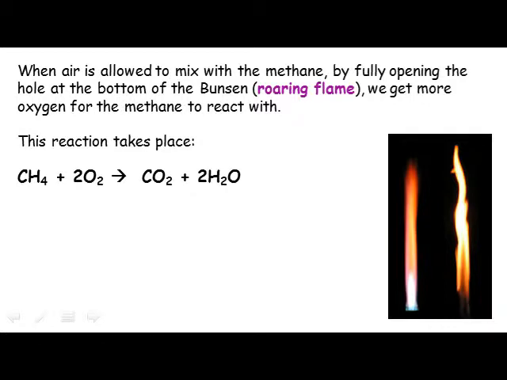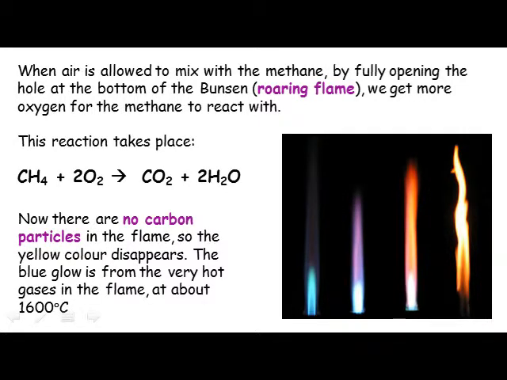As the air hole is opened, we have more oxygen present, so the methane is able to react differently, making water vapour and carbon dioxide. There are now no solid particles in the flame, so the yellow glow disappears, and instead the hot gases in the flame produce a faint blue glow. The temperature in the flame is now nearer 1600 degrees C.